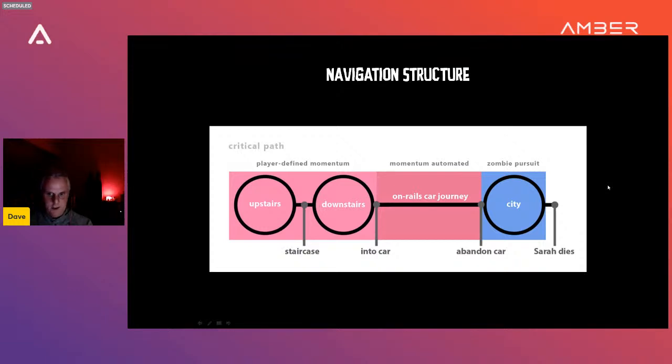We're going to take the reins. We're going to keep the momentum going now because we've got to really keep that pace up as we go into the terror. We've taken away the unease, taken away the ambiguity going into terror. So we're going to take back the reins of control, the momentum. So, on-rails car journey.